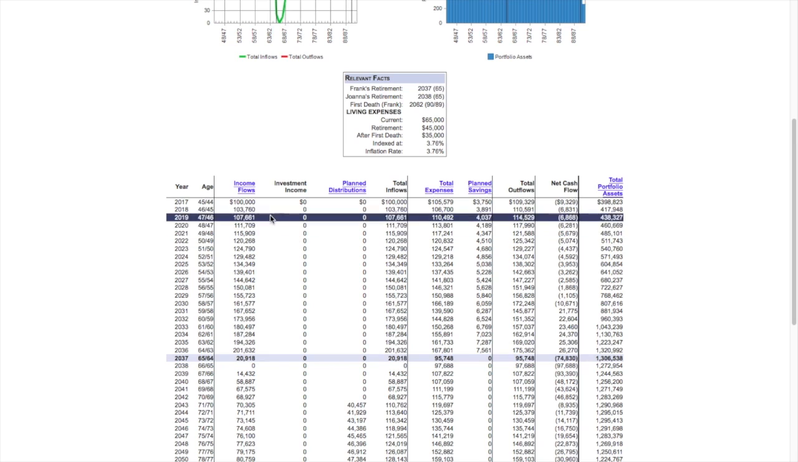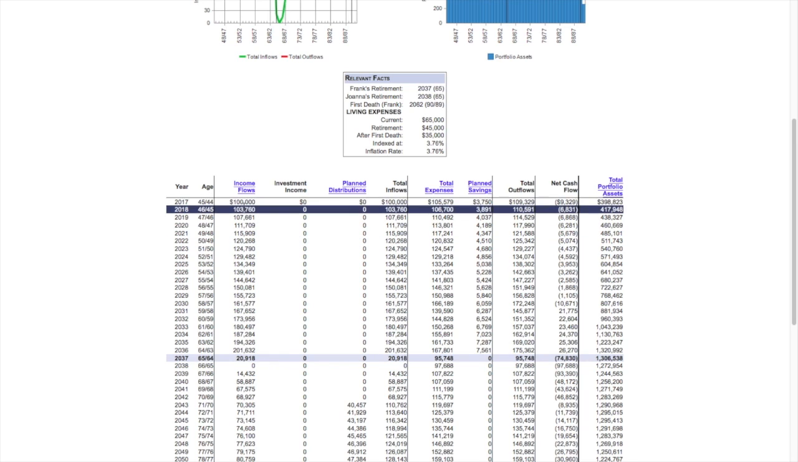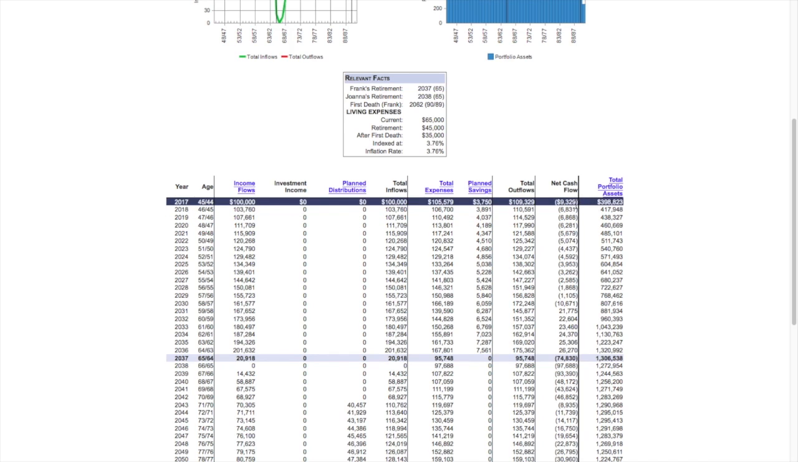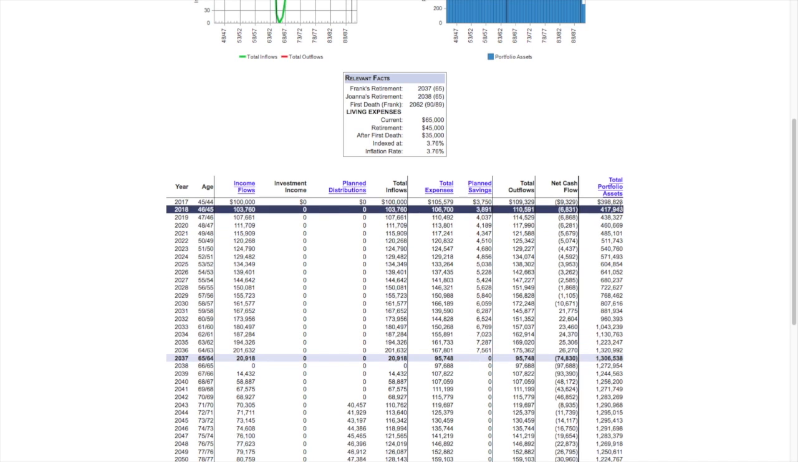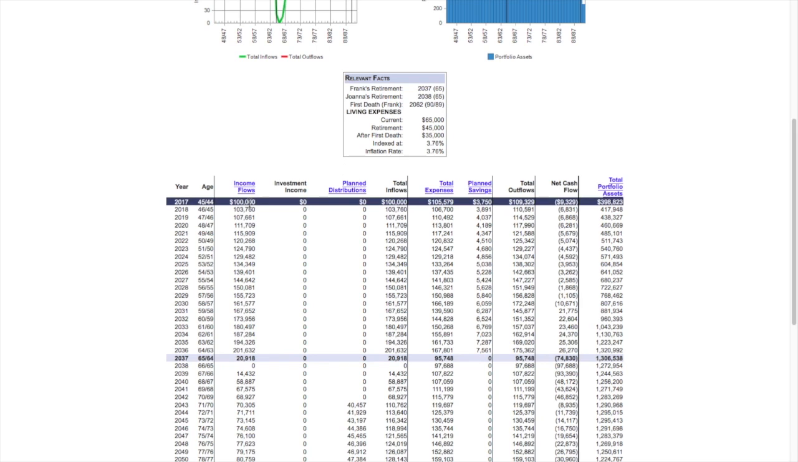Down below you can see what is being demonstrated here visually. We've got income flows, we've got the total inflows, the total outflows, planned savings. You'll see where this comes from as well, and then the total portfolio assets, the growth that we're assuming. You'll also see up here we've got inflation as a part of this report. That helps with the growth. Assumed inflation in our case is 3.76%, which is a little higher than the 100-year average by about 0.5%.